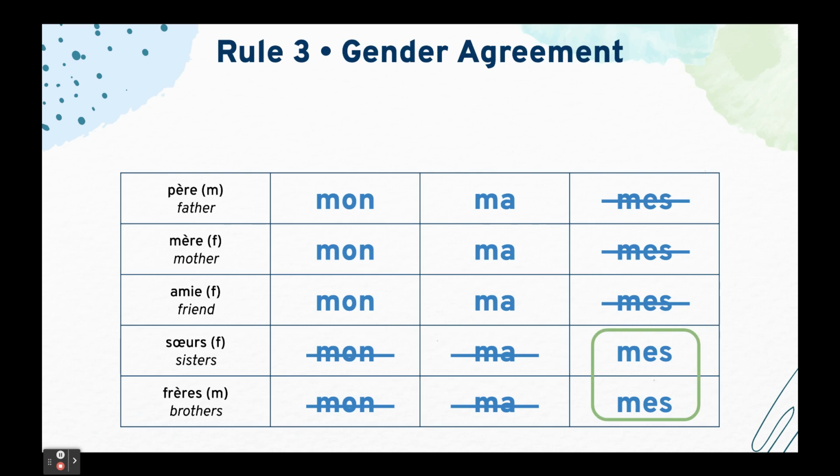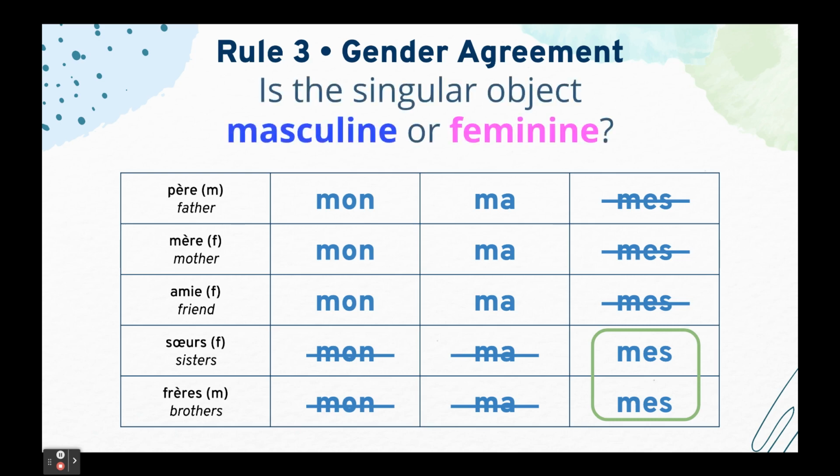Rule number 3, gender agreement. Now this doesn't matter for mes, right? The plural ones. So we can just leave those alone. We can ignore them. Just looking at mon or ma. Is the singular object masculine or feminine? If the object is masculine, as in the case of père, father, we're not going to use ma, we're going to use mon. If it's feminine, as in mère, mother, or ami, which in this case is feminine, it has an extra e at the end, we're going to use ma. We wouldn't use mon.